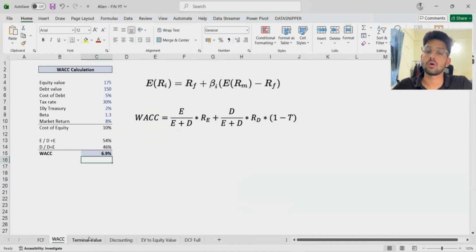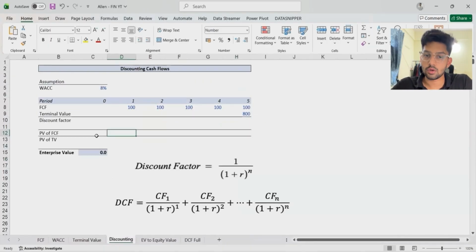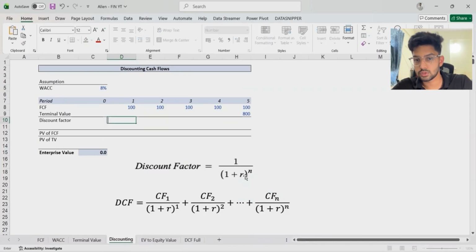Now we move to the core of this concept of DCF, which is discounting. As you can see on the screen, we have the discounting section, where we convert future cash flows into present value. The basic idea here is the time value of money. Money today is more valuable than money in the future because of factors like inflation, risk, and opportunity cost. So we cannot directly compare future cash flows with today's value. We need to discount them.